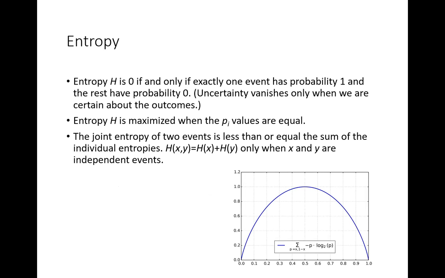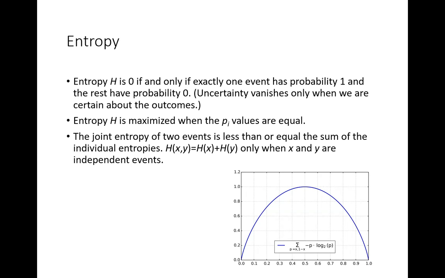So the entropy H is 0 if and only if exactly one event has a probability of 1. That is, if the phenomenon has only one outcome, then entropy is 0. All right. Entropy H has a maximum value if all possible outcomes have equal probability. So if you have n possible outcomes and each and every outcome has an equal probability, then entropy is maximum.